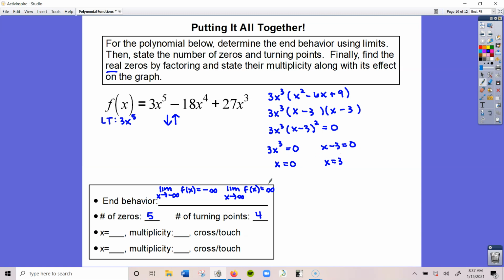So let's figure out the multiplicity and whether it's going to cross the x-axis or touch the x-axis. So at x is equal to 0, when I look here at my factored form, I see that it repeats 3 times. And because 3 is an odd number, that means it will cross the x-axis. For x minus 3, I see that it repeats 2 times, meaning that it will only touch the x-axis. So let's look at that graph.